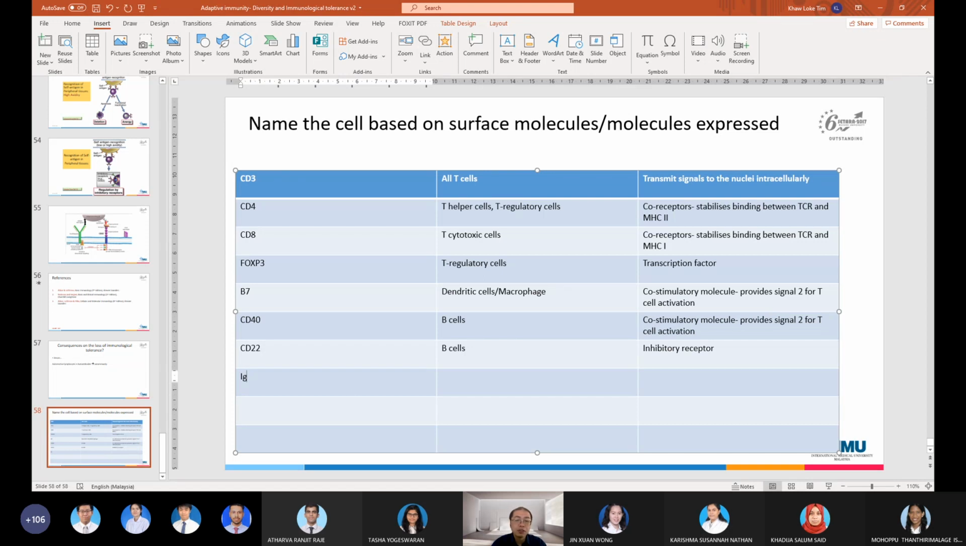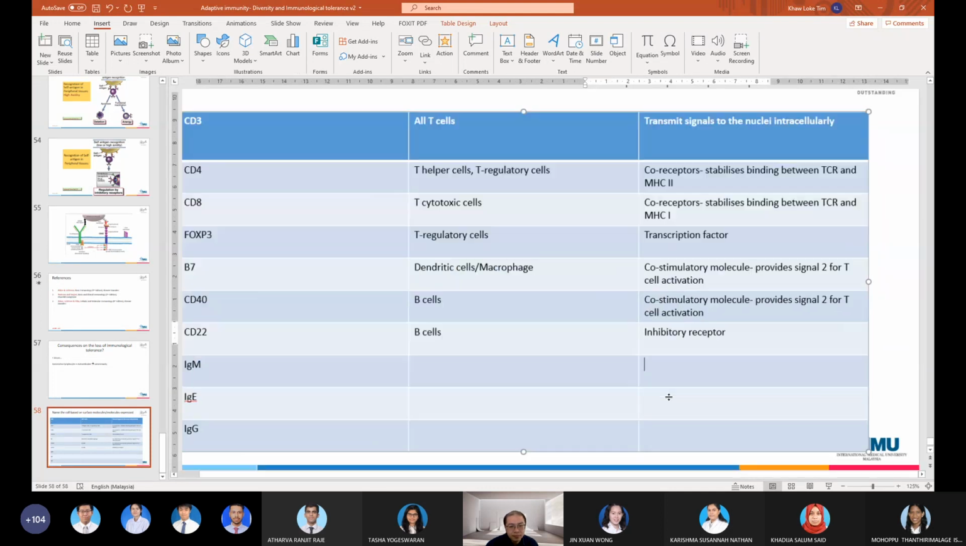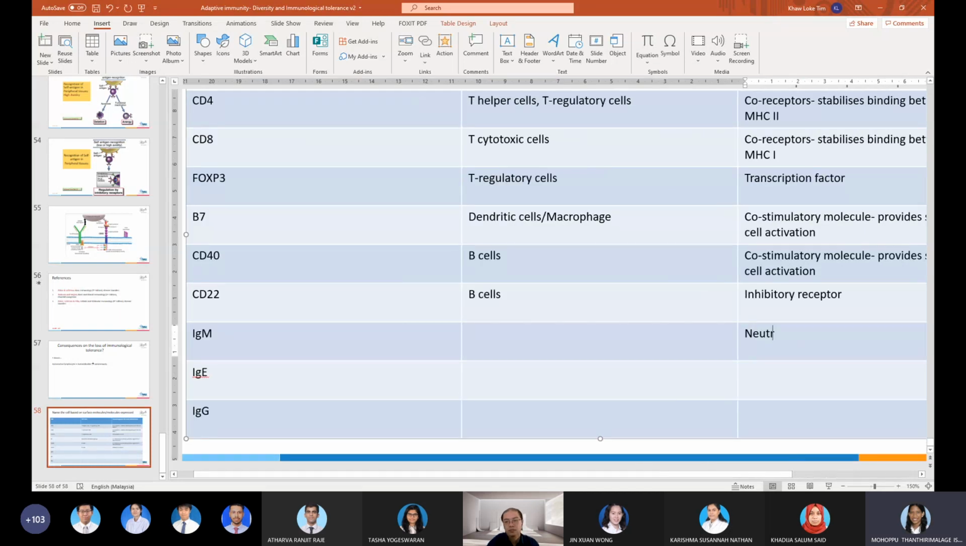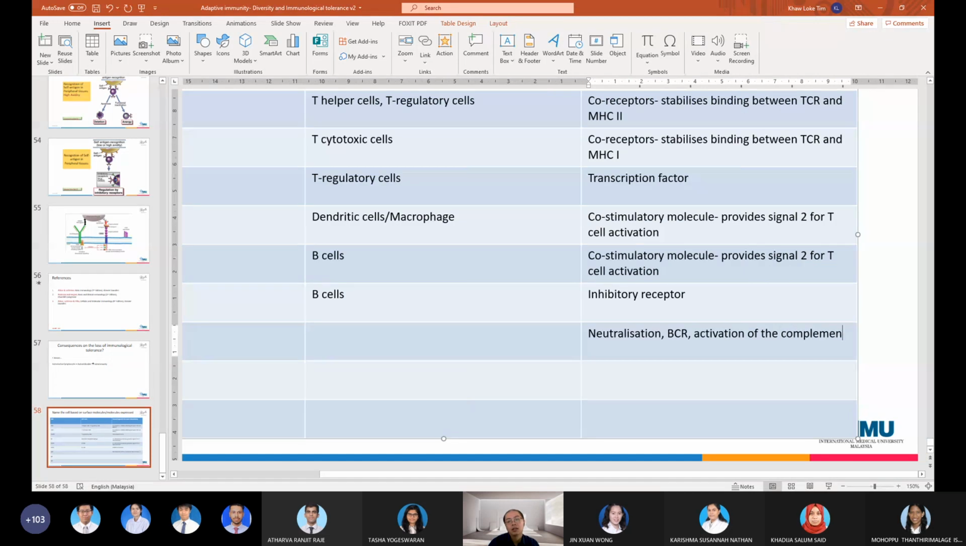Okay, so I'm sure by now you know antibodies, you can find them everywhere, but I'm going to ask you this one. What is the function of IgM? Is it neutralization as well as acting as a BCR? Yep. BCR, neutralization. What else? Activation of the complement system.